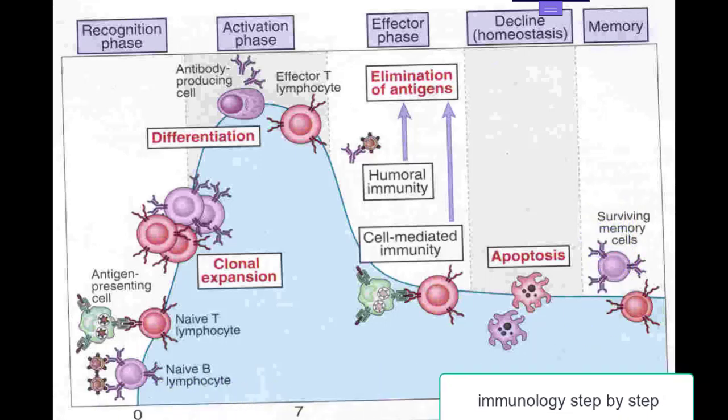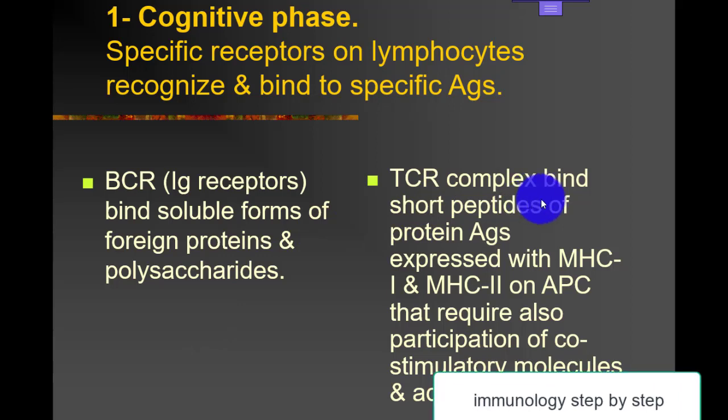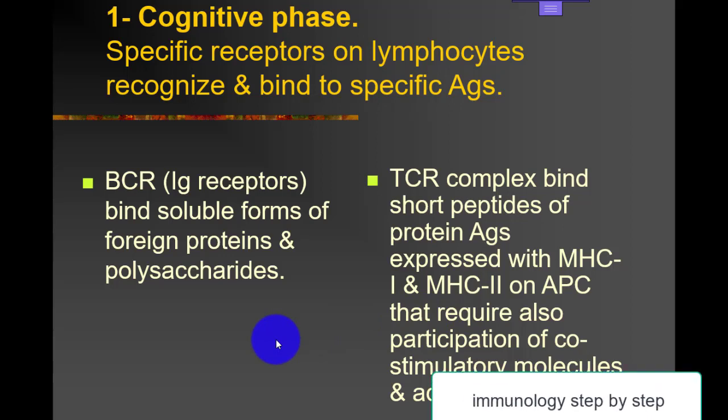Here, time is on the x-axis, in days after antigen exposure. In the recognition phase, specific receptors on the lymphocyte recognize and bind to specific antigen. The BCR, or antigen receptor, binds soluble forms of foreign proteins and polysaccharides. The T-cell receptor complex binds short peptides of protein antigen expressed with major histocompatibility class 1 and class 2 on antigen presenting cells, which also requires participation of co-stimulatory molecules and adhesion pairs.